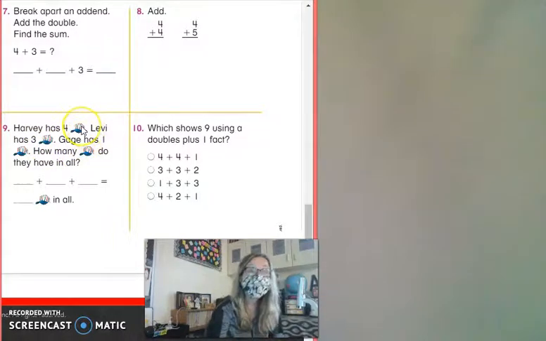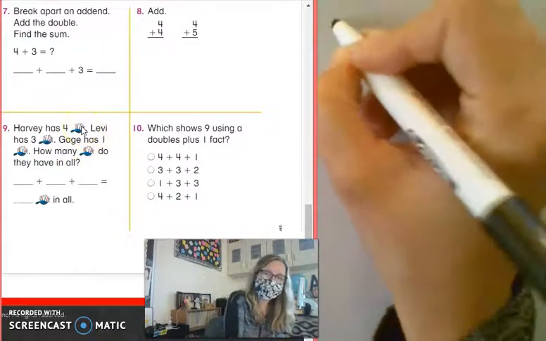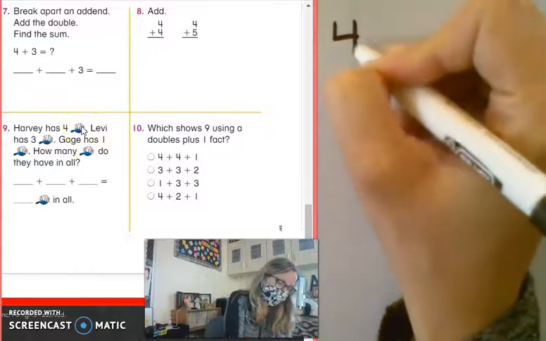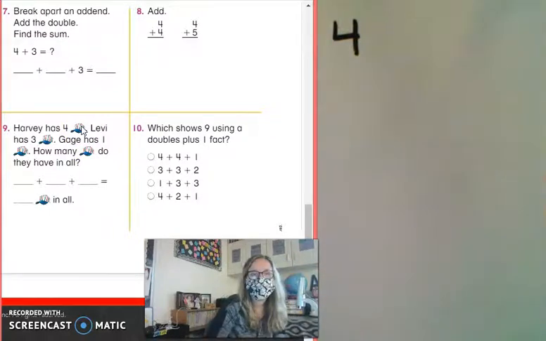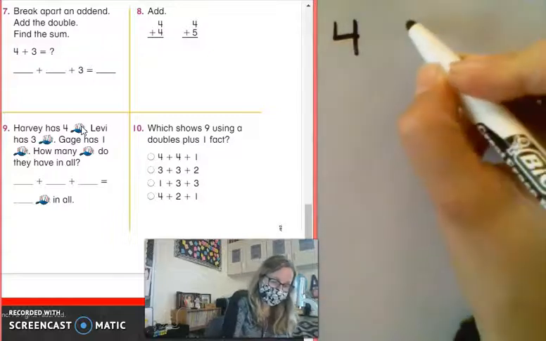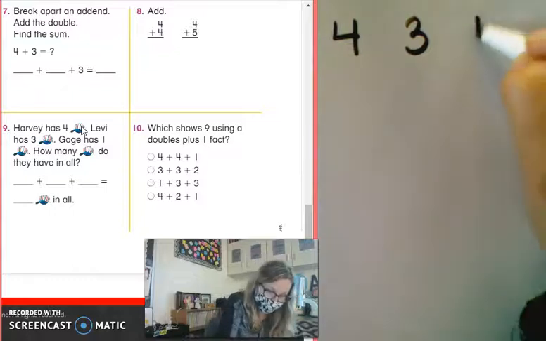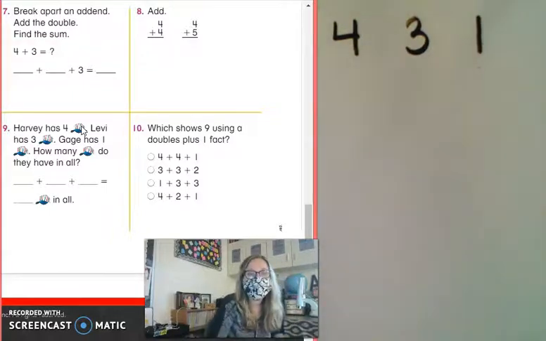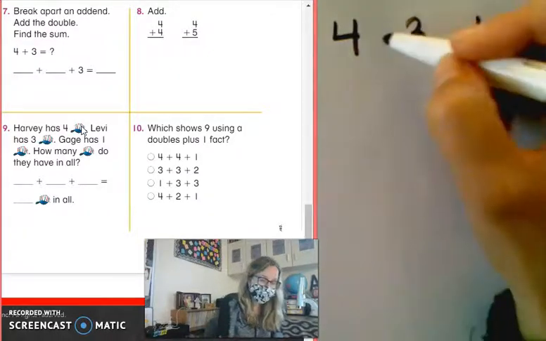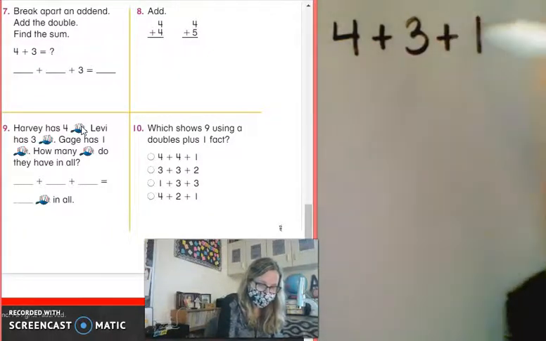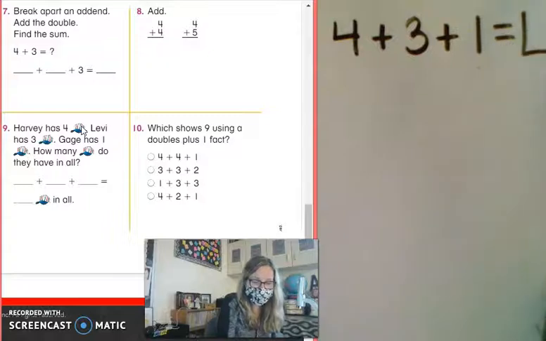Harvey has 4 baseball caps. Circle 4 baseball caps, and I'm going to write it down here. Levi has 3 baseball caps. I'm going to put that. Levi, I do like that name. Gage has 1 baseball hat. How many baseball hats do they have in all? So I heard in all, so I'm going to be adding. Okay, so I'm adding 3 numbers together.